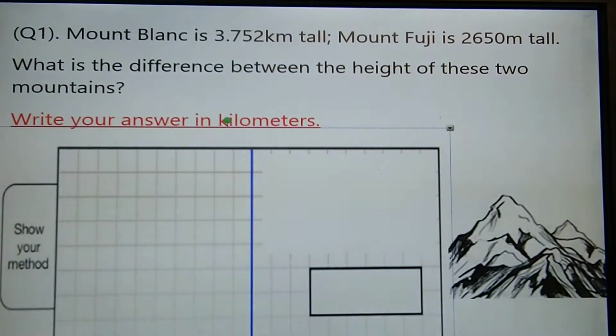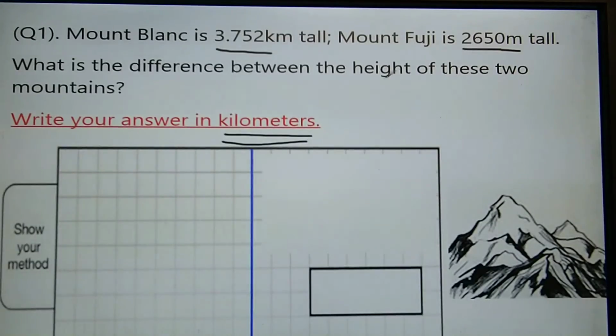So let's have a look at question number 1, which compares the heights of 2 mountains. As I said earlier, this is a different question, but it's in the same format as the one on your sheet. So we can see in our question, Mount Blanc is 3.752 kilometers tall, and Mount Fuji is 2,650 meters tall. And we're being asked, what is the difference between the height of these 2 mountains? And we're being asked to write our answer in kilometers.